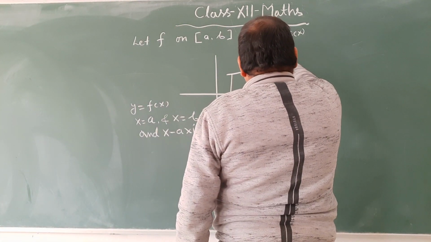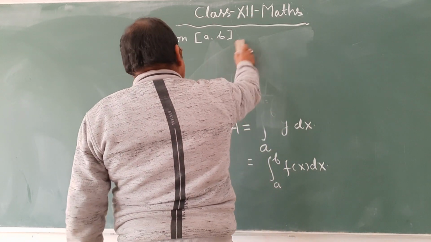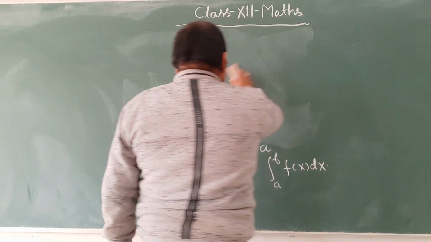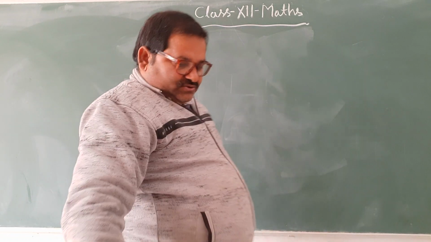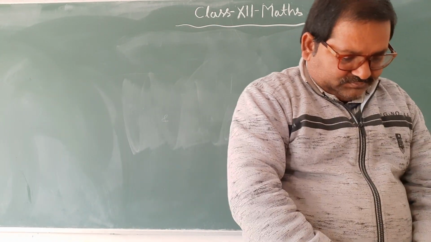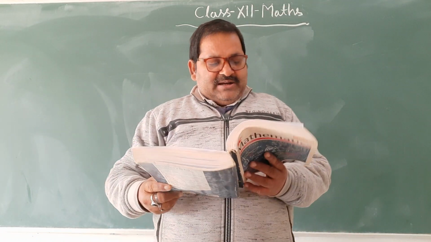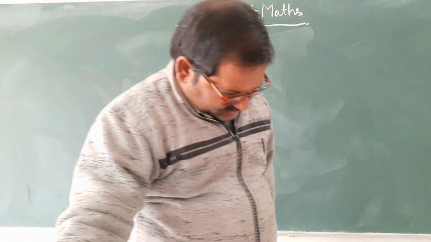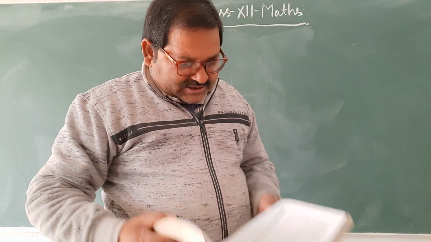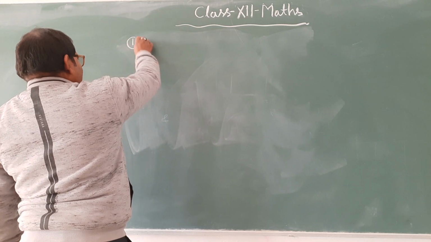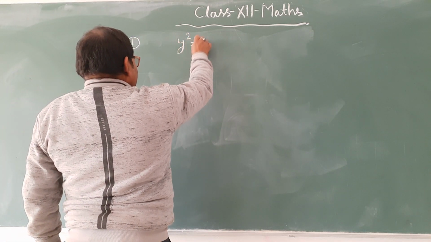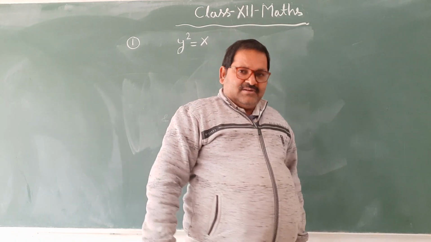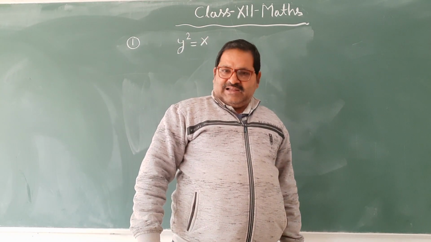Now next, question number 1. Find the area of the region bounded by the curve y square equal to x and the line x is equal to 1 and x is equal to 4 and x axis.